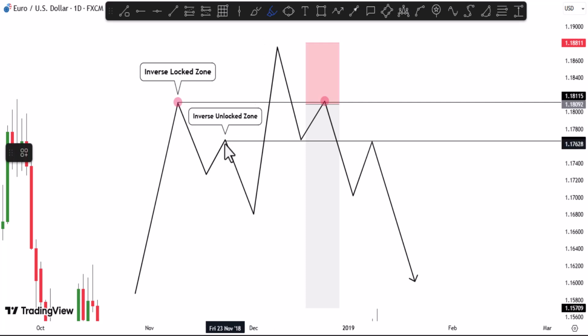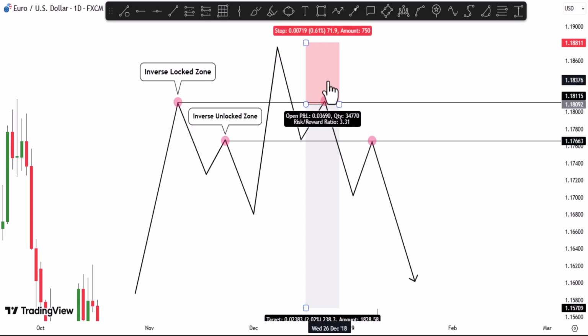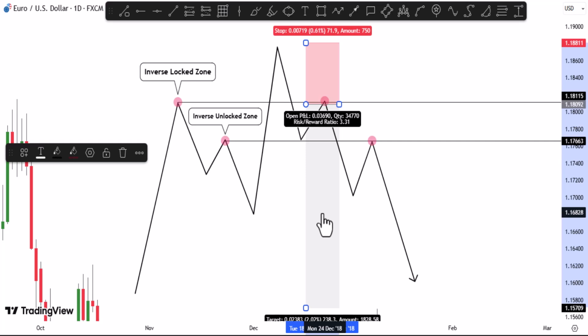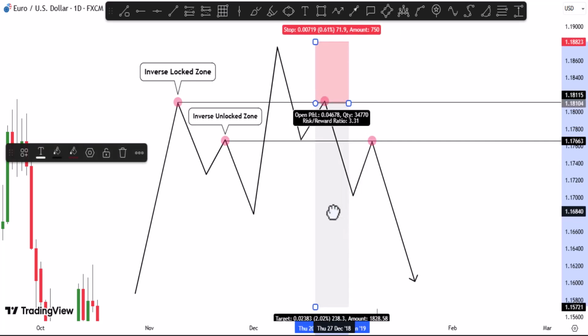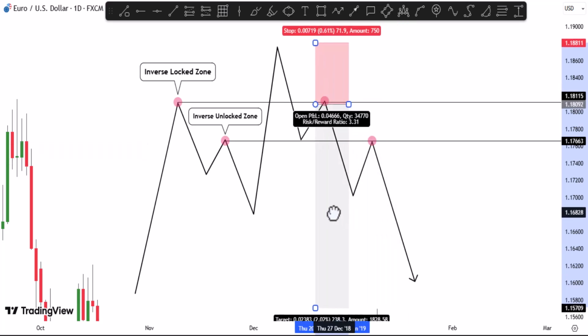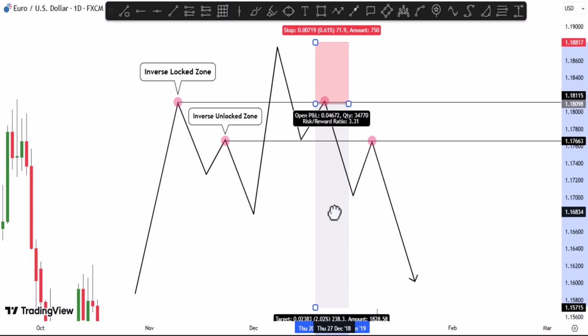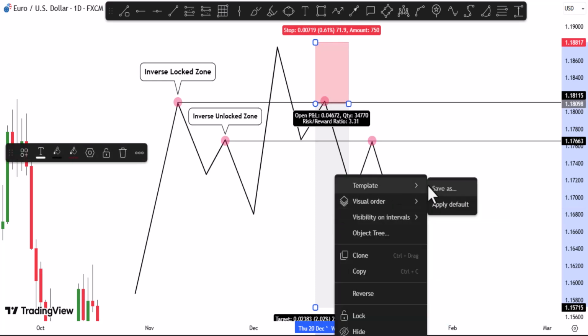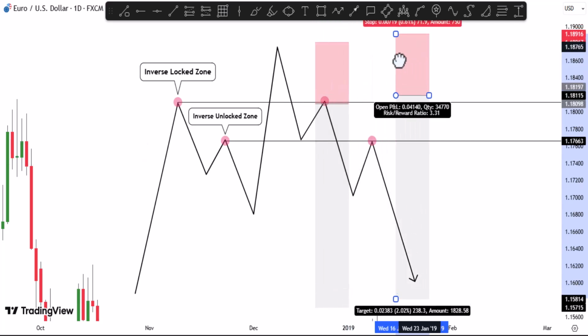The next step is to look for the inverse unlocked move. When price revisits the zone and instead of rejecting, it breaks through, that's a sign of a potential trend continuation. This is where we look for trade entries. There are two ways to enter. One method is an aggressive entry, where a trader enters immediately after price breaks through the level, placing a stop loss inside the previous locked zone. This approach is riskier but allows for early positioning in the trend.